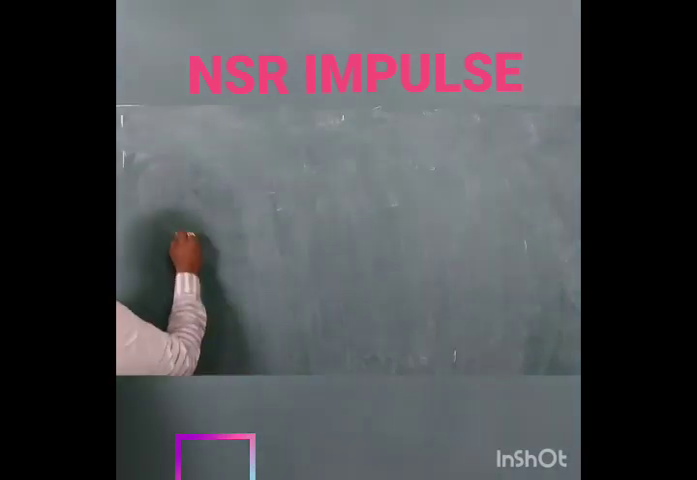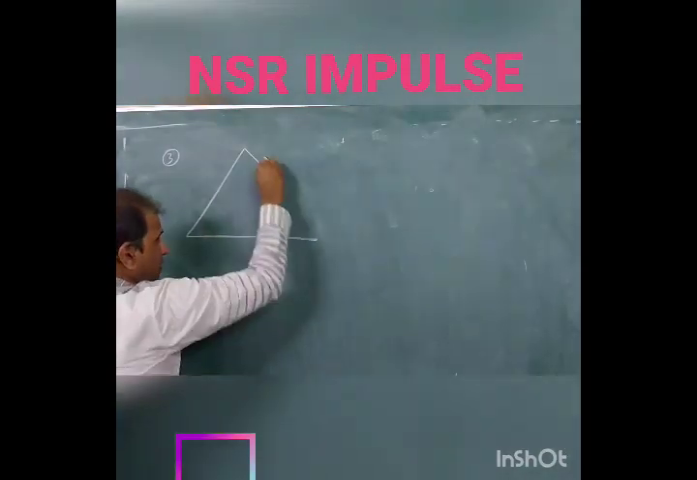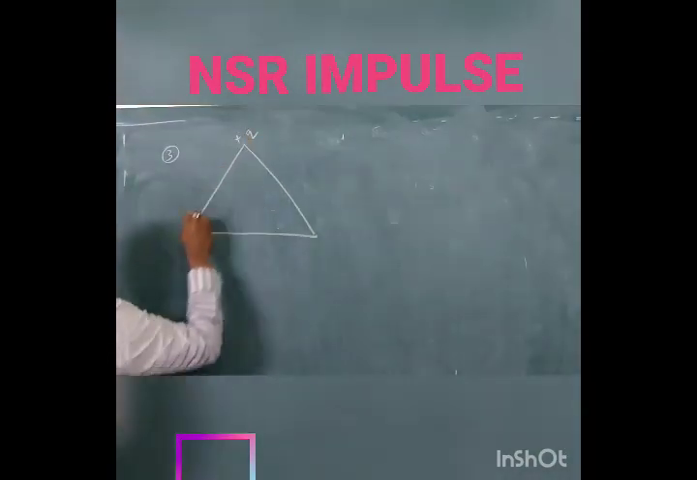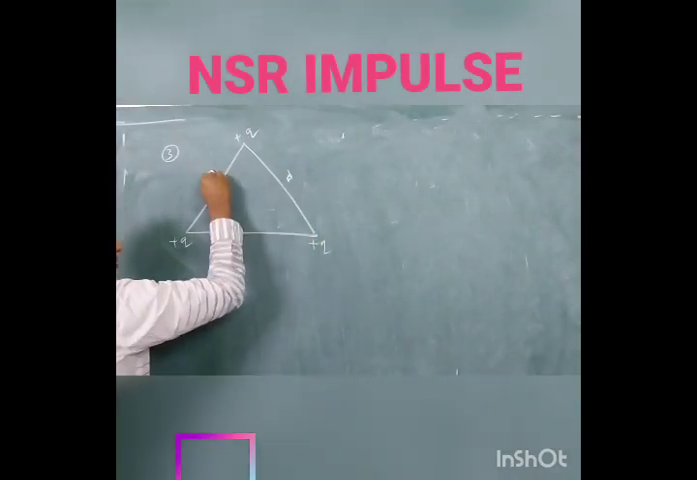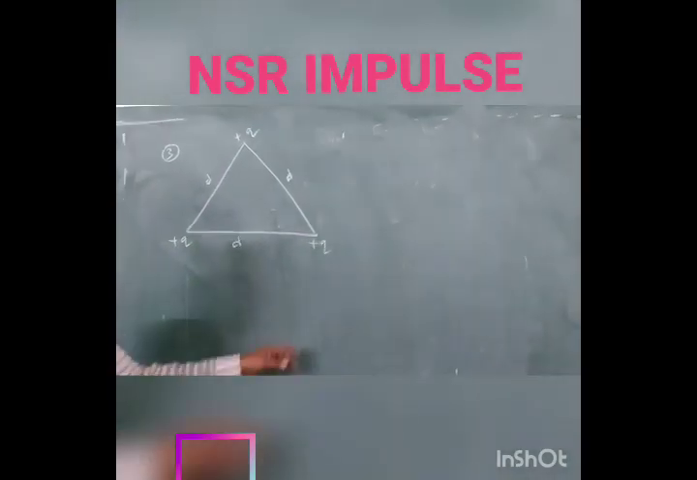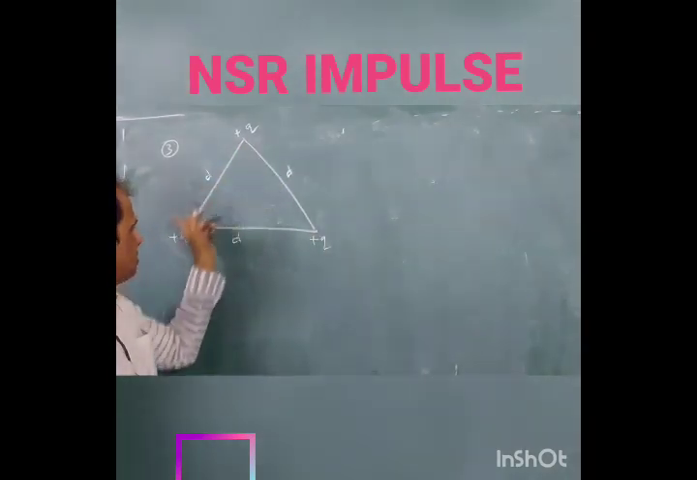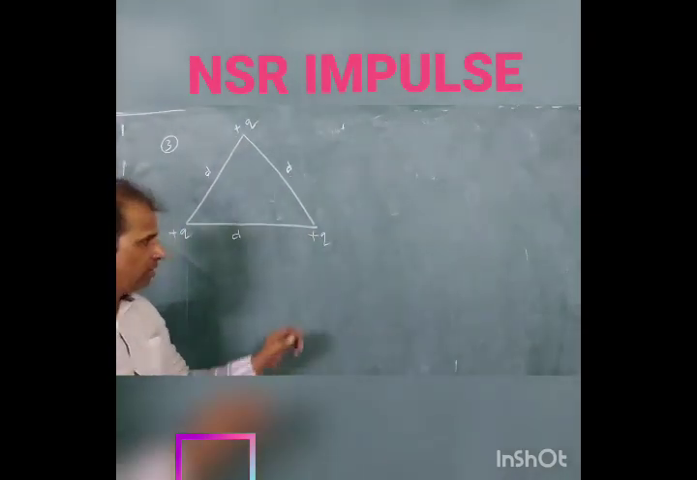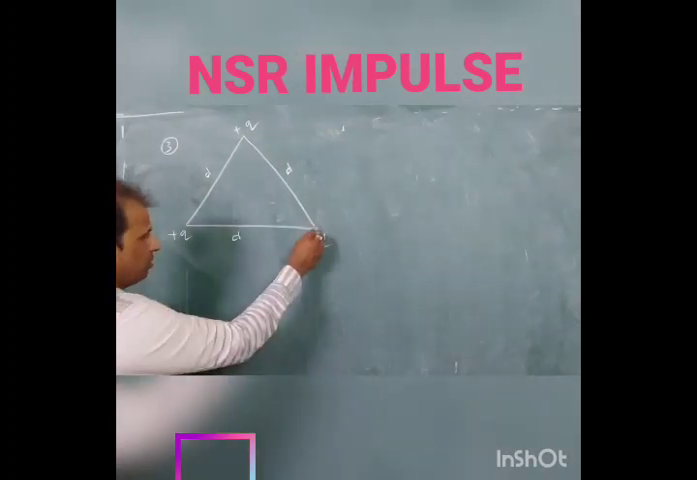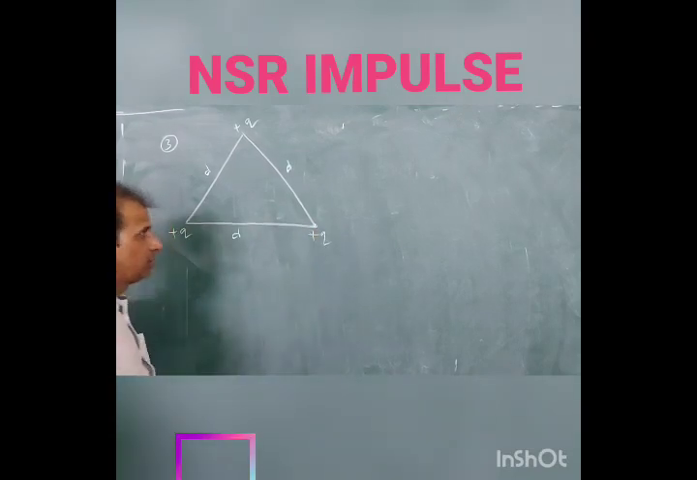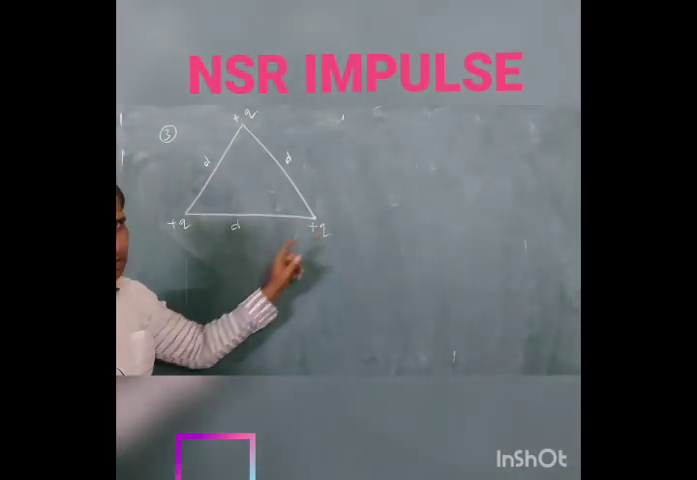Next application is the third one. Here three charges, plus Q, plus Q, plus Q, are kept at the vertices of an equilateral triangle. If they are kept at the vertices of an equilateral triangle, the question asked is the force on this particular charge by these two charges. What is the force acting on this charge?